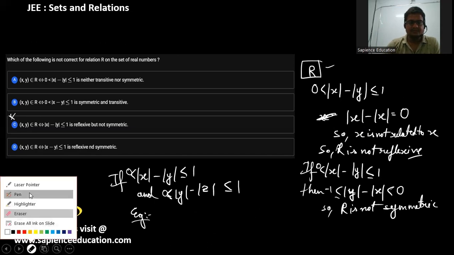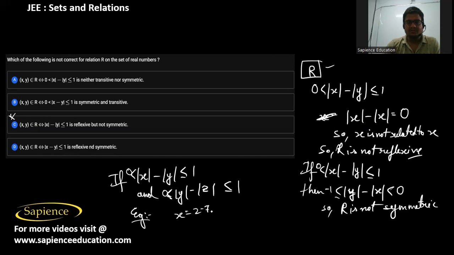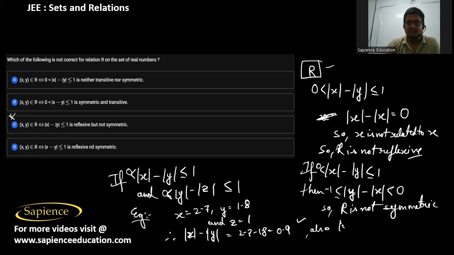Suppose we take x as 2.7, y as 1.8, and z as 1. So now, mod x minus mod y will be equal to 2.7 minus 1.8, which is 0.9, which is obviously from 0 to 1. And also mod y minus mod z is equal to 1.8 minus 1, that is 0.8, which is from 0 to 1 only.